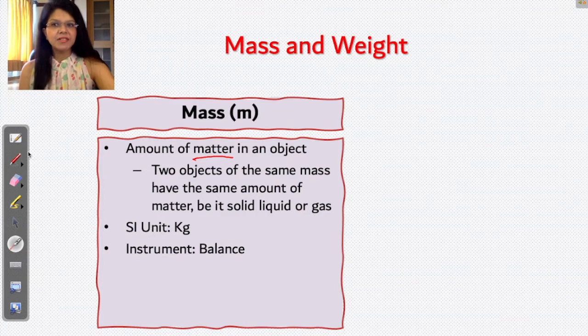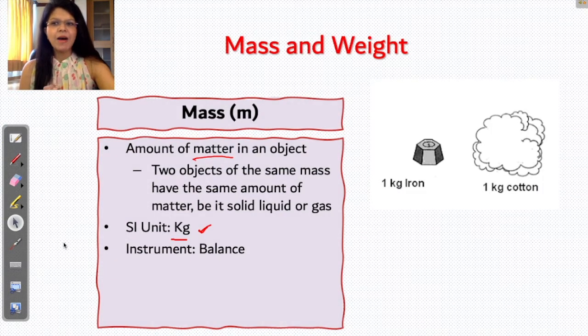The SI unit for mass, it is very important to understand, is kg. Now this is a unit that we know already, it's not a new thing. Kg is the SI unit, and the instrument which is used for measuring the mass is a balance. I'll show you a picture of how the balance looks as well.